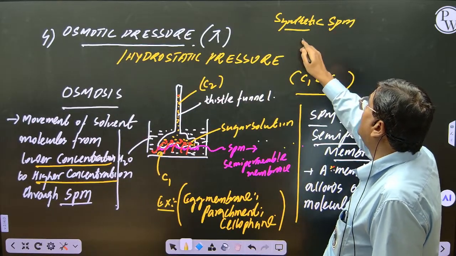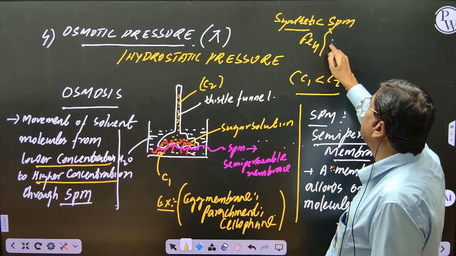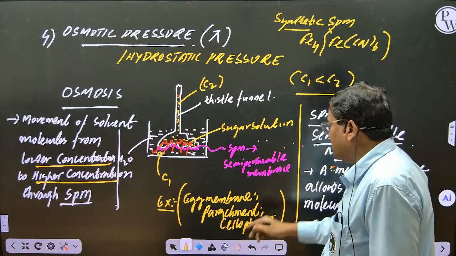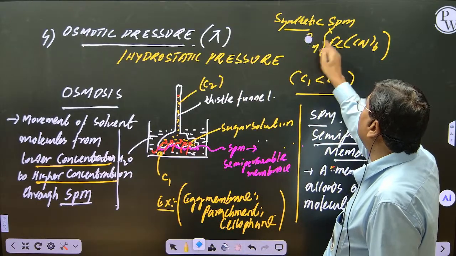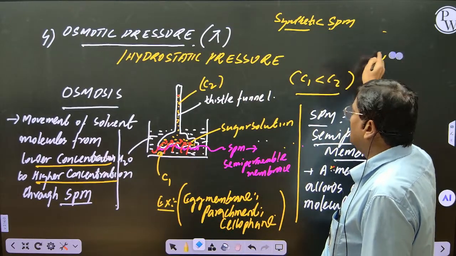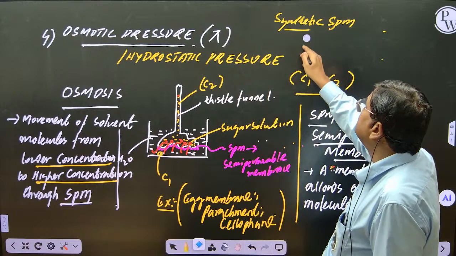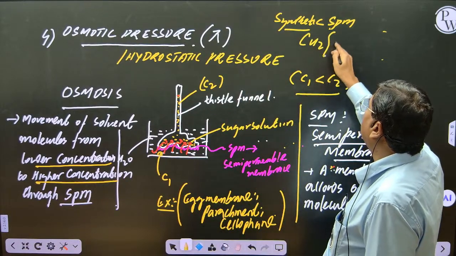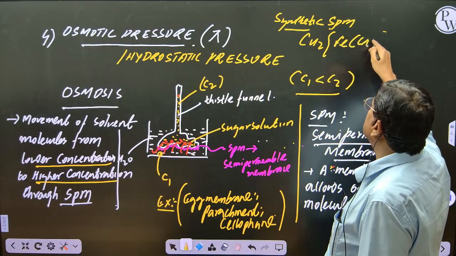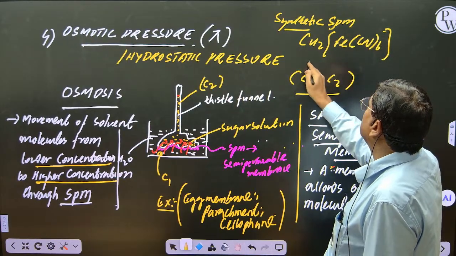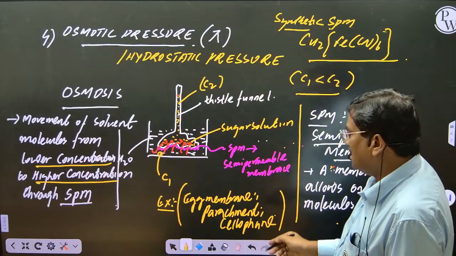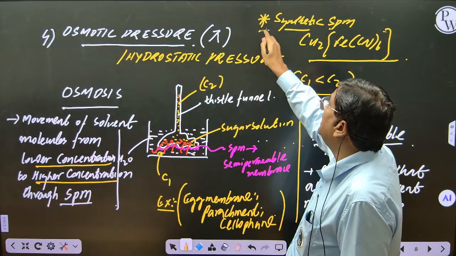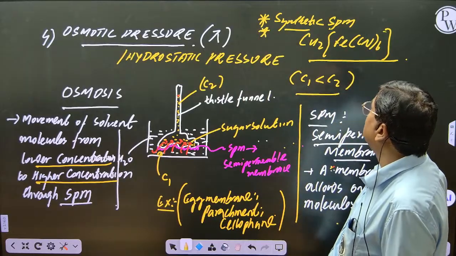This is Fe4[Fe(CN)6]3, ferric ferrocyanide, not that, it's cupric ferrocyanide. What is the formula for cupric? Sorry, cupric ferrocyanide, Cu2[Fe(CN)6], right here. This is the synthetic semi-permeable membrane. You have to remember which acts as a semi-permeable membrane. This is synthetic cupric ferrocyanide.